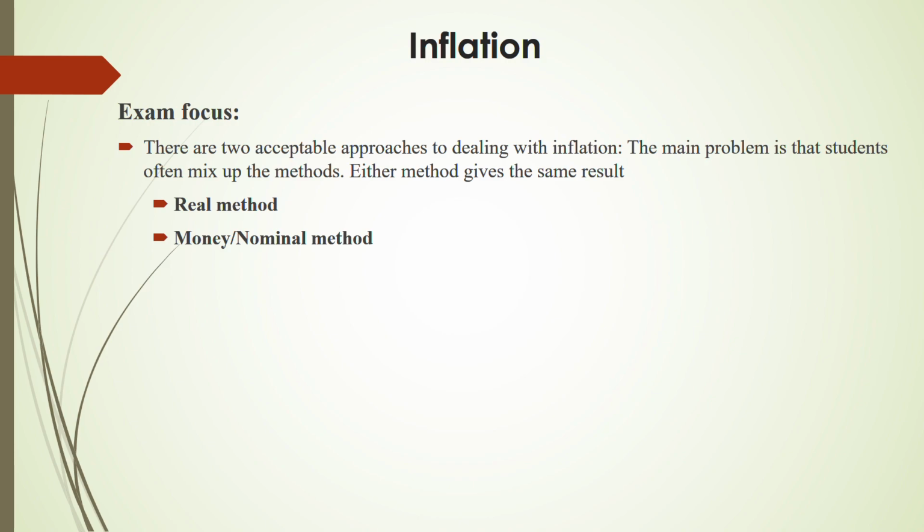Sorry guys, it's not money market, that comes in hedging. It's money or nominal. Normally it is known as the nominal method. So one is the real method, the other is nominal, or you can say real rate or nominal rate. You have to understand which rate to use to inflate your cash flows, because sometimes in the exam you might be given both rates. One is the real rate, one is the nominal rate.